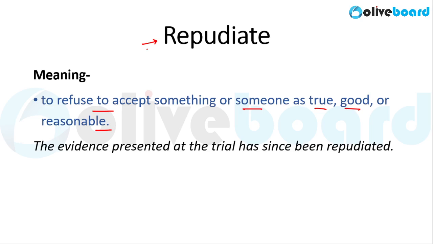So, the sentence that is given to us says, the evidence presented at the trial has since been repudiated. That means the evidence that was presented at the trial has been rejected because it cannot be accepted as true or reasonable. Now, let us look at the synonyms of the given word.